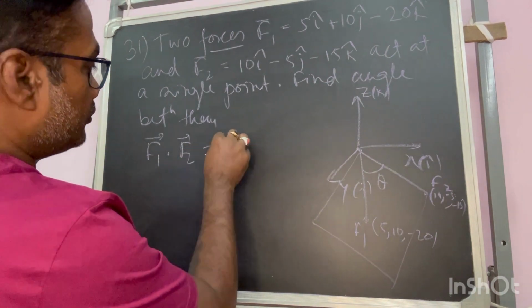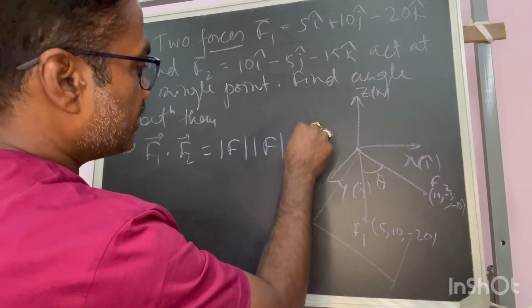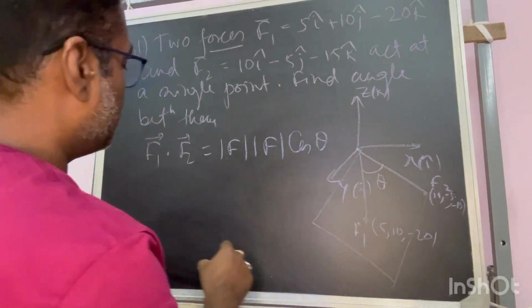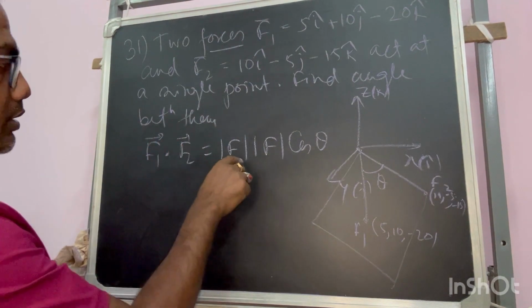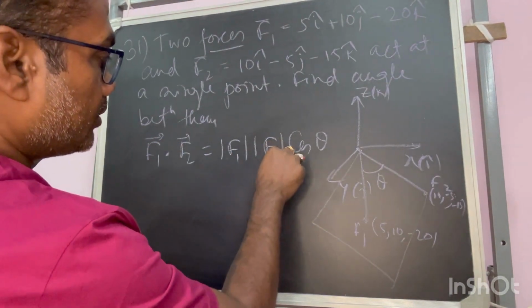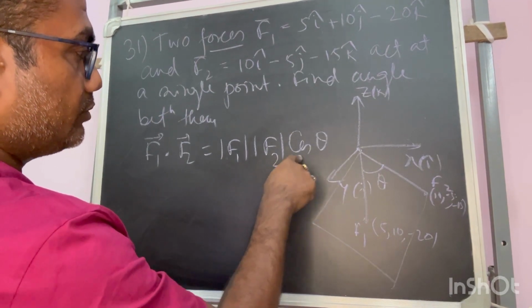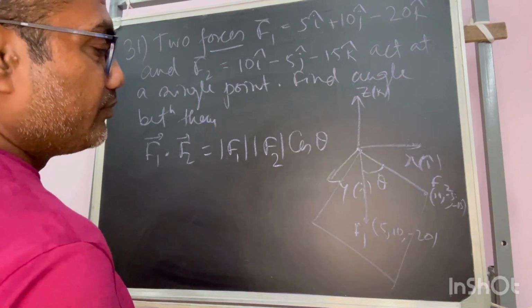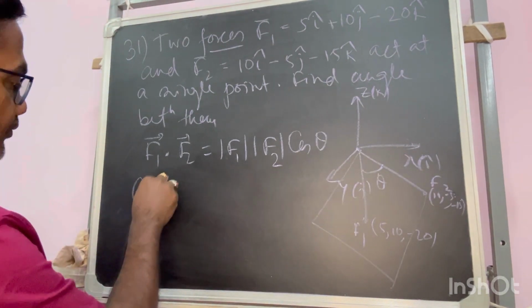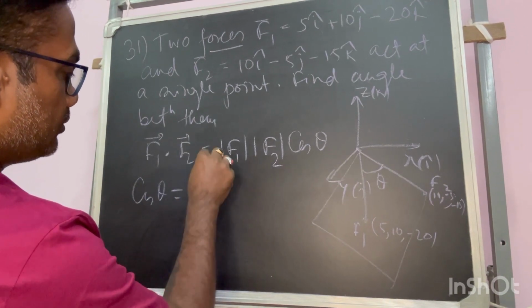So we will find it by doing the scalar product, and the scalar product is formulated as: two forces F1 and F2 dot product will give you the value by taking the mod value of F1 and F2 followed by cos theta. Cos theta is the angle between the two. So if I find cos theta, then from there I can find theta. So how will I calculate that?